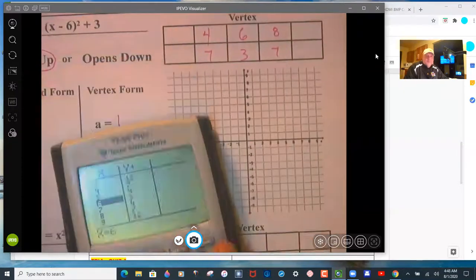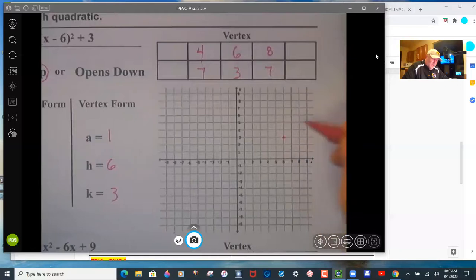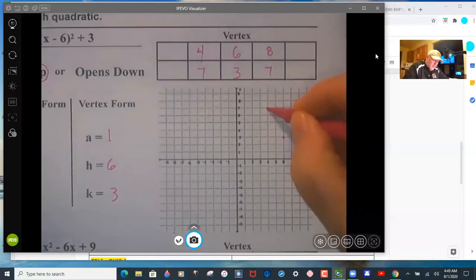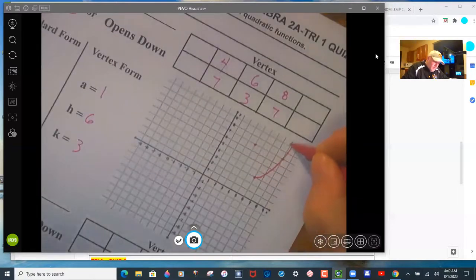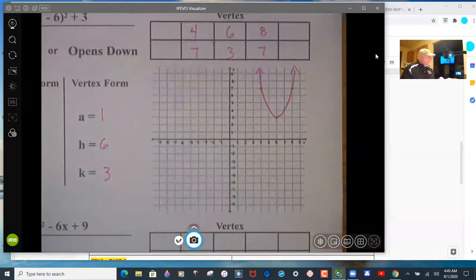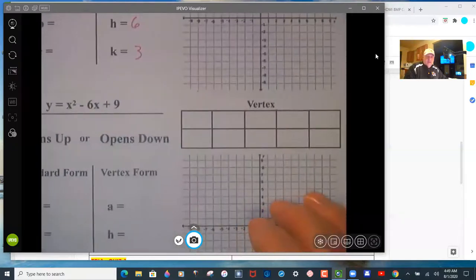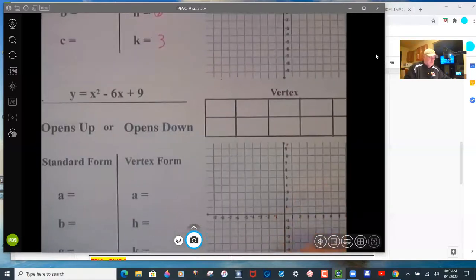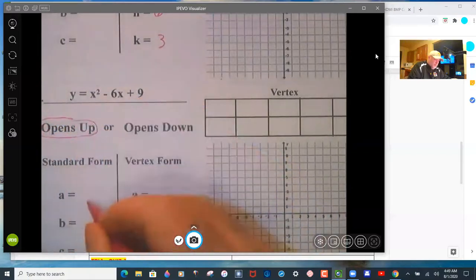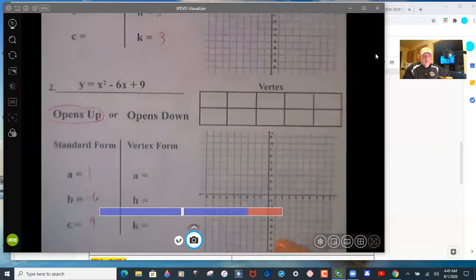So 6, 3, and then 8, 7, and 4, 7. So you always have this little bit of symmetry going on in the graph. And that's the graph of that quadratic. So these are tier 1 problems, and they're very simple for the most part. Usually one simple step. Here it's a couple simple steps, but you get the idea.